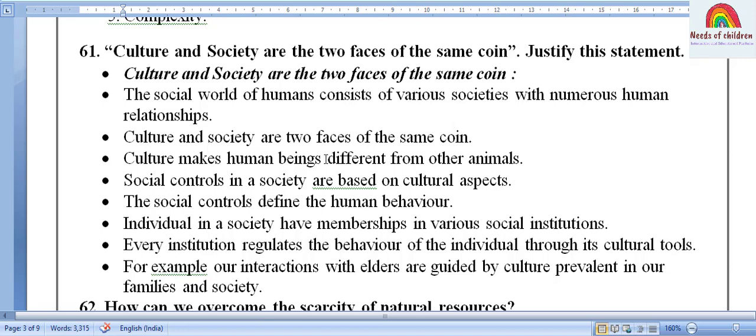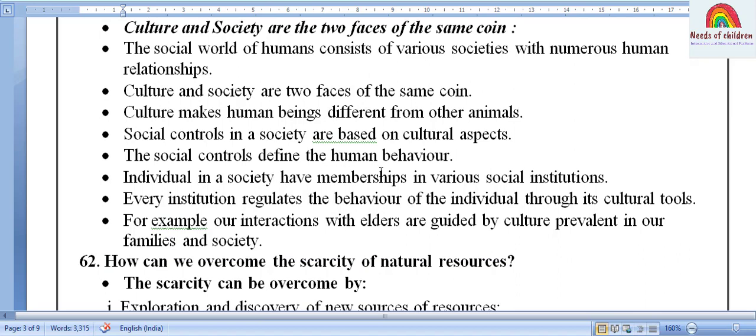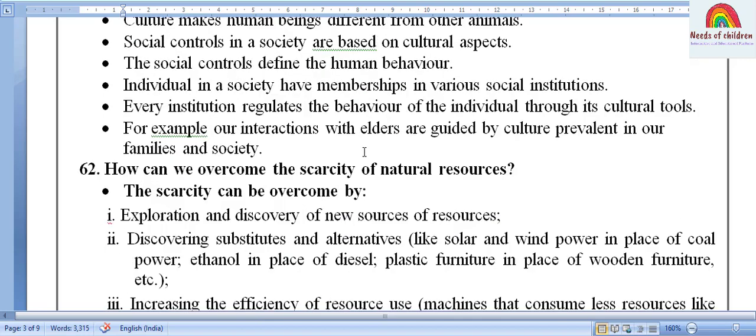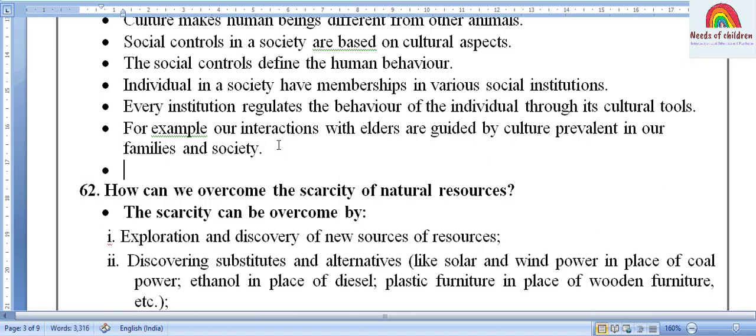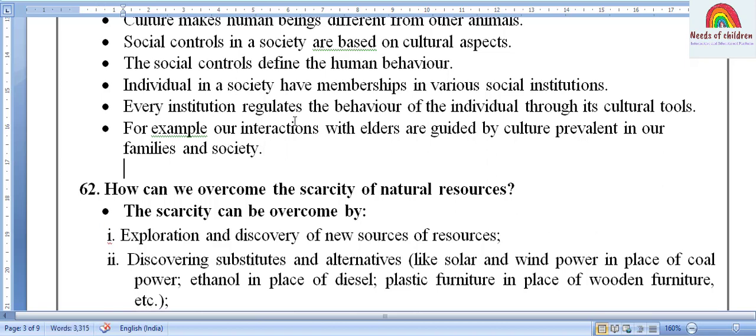Culture makes human beings different from other animals. Social controls define human behavior. Individuals in a society have membership in various social institutions. Every institution regulates the behavior of the individual through its cultural tools. For example, our interactions with elders are guided by culture prevalent in our families and society. So this is the answer, and let's move on to the next question.